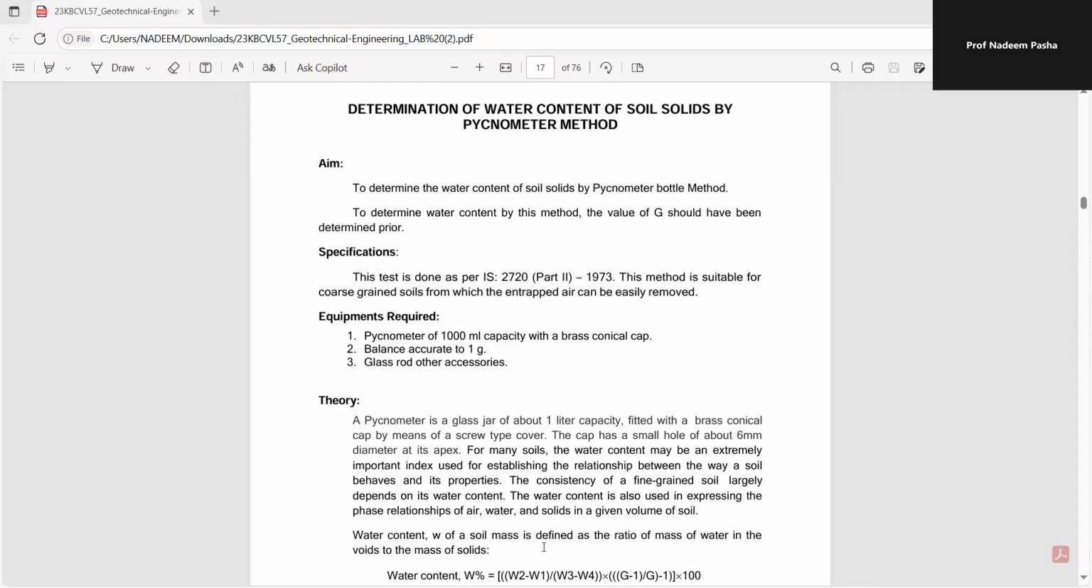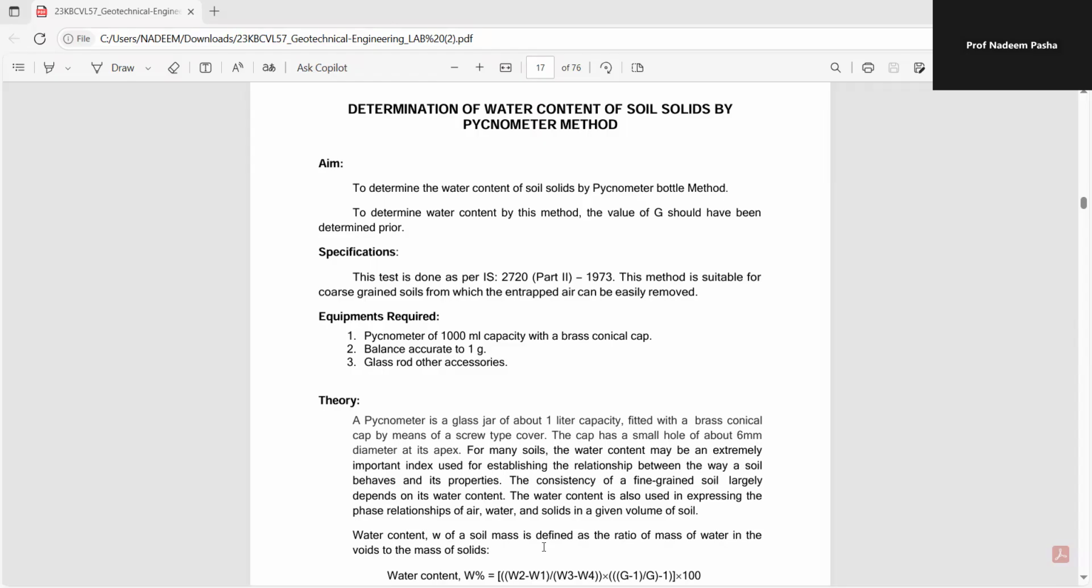This test is done as per IS 2720 Part 2, 1973. The method is suitable for coarse-grained soil from which entrapped air can be easily removed. Equipment required: a pycnometer of 1000 ml capacity with a brass conical cap, a balance accurate to 1 gram, a glass rod, and other accessories.